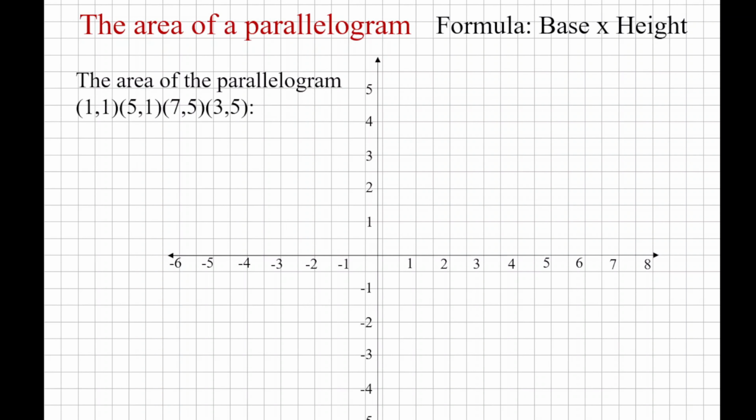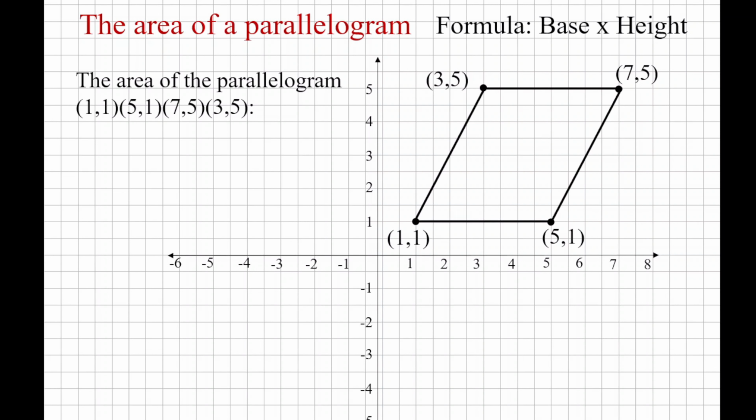First, we locate the points that form the parallelogram. These are (1, 1), (5, 1), (7, 5), and (3, 5). Now we draw the sides of the parallelogram. The base is equal to 5 minus 1, or 4. The height of the parallelogram is the difference between the y values. In this case, the height is equal to 5 minus 1, or 4. The area of the parallelogram is equal to base times height, that is 4 times 4, or 16.